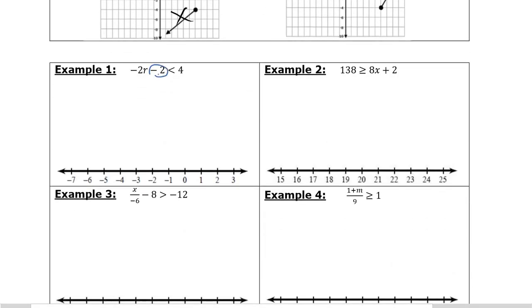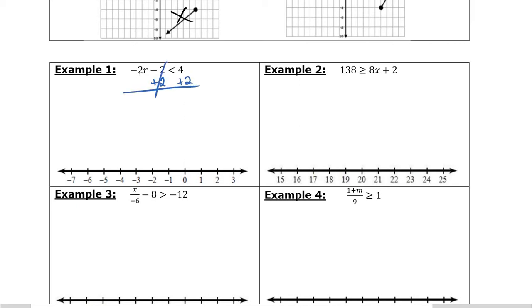So we have one thing in the way of our variable r and a second thing in the way of our variable r. So that is two items that have to be moved. In general, our rule is to get rid of whatever is being added or subtracted first. That right there is -2, so to get rid of -2, we add 2. And if we add it on one side, we have to add it on the other.